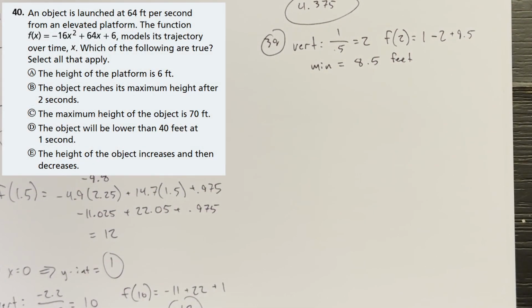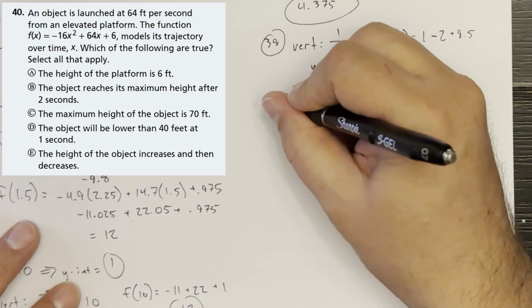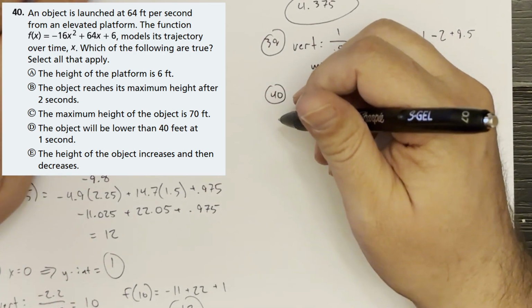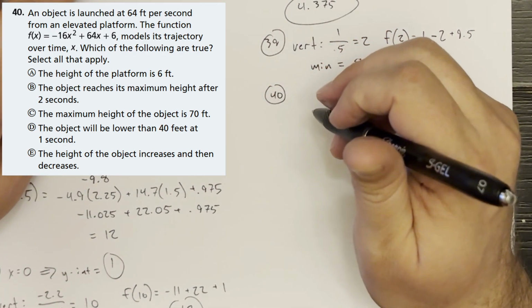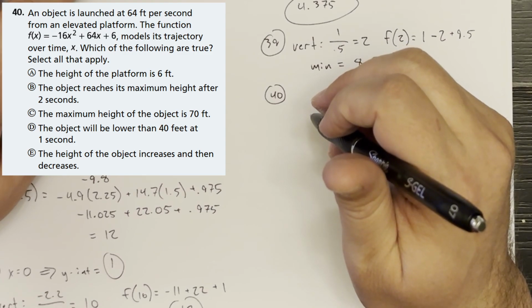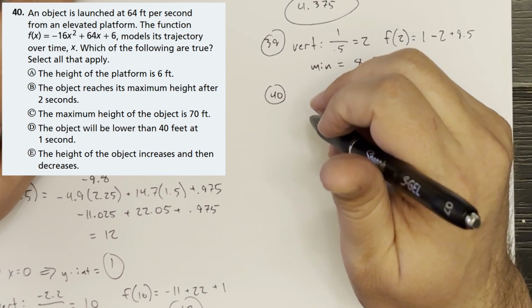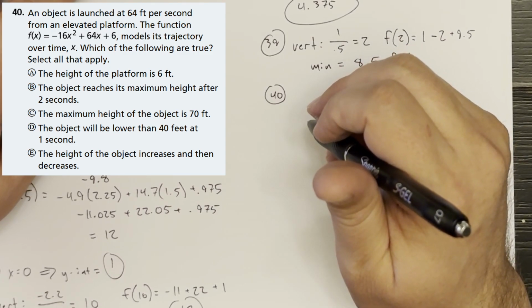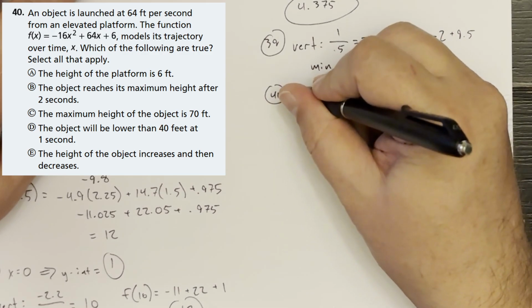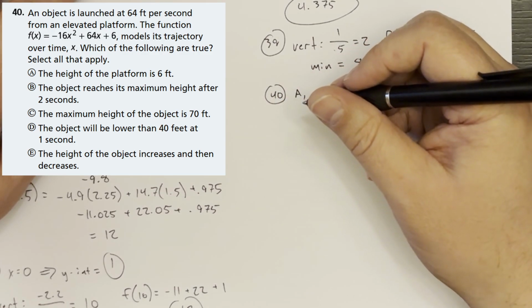Number 40. So an object is launched at 64 feet per second from an elevated platform. The function f of x equals negative 16x squared plus 64x plus 6 models its trajectory over time x. Which of the following are true?